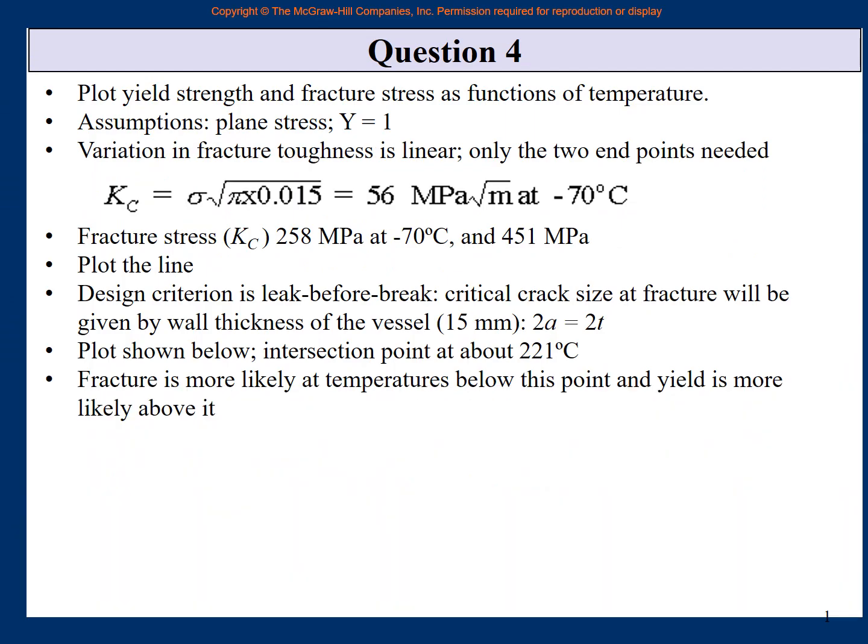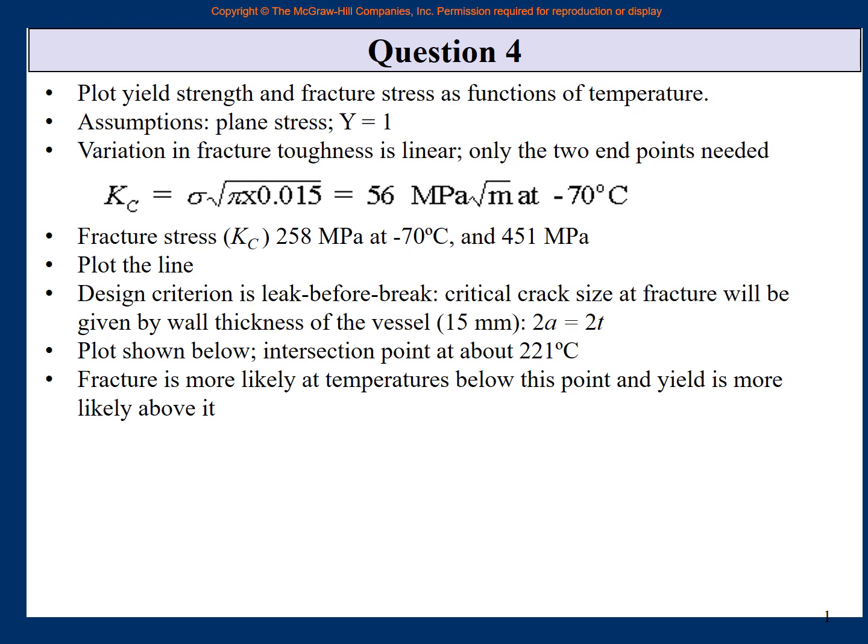So we are now here. I am just writing the steps. Plot yield strength and fracture stress as functions of temperature, right? You have the values minus 100, 0, 100, 200, 300 at different temperatures. So at these points, you have the values of K1C and you have the values of sigma ys, yield strength.